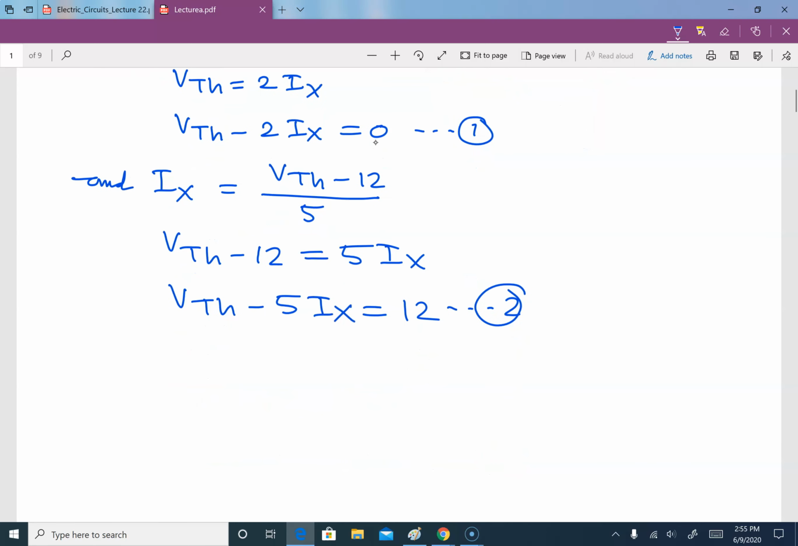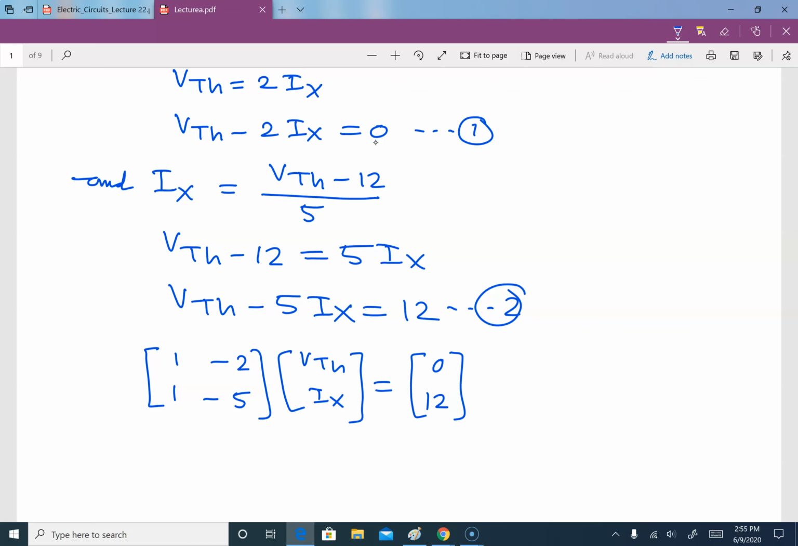So now we can put these two equations in matrix form to solve. That is V-Thevenin and Ix, and that is 0 and 12. So when we solve it, we will get V-Thevenin is equal to negative 8 volt and Ix is equal to negative 4 ampere.